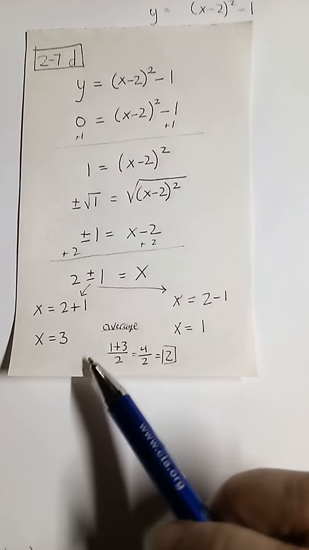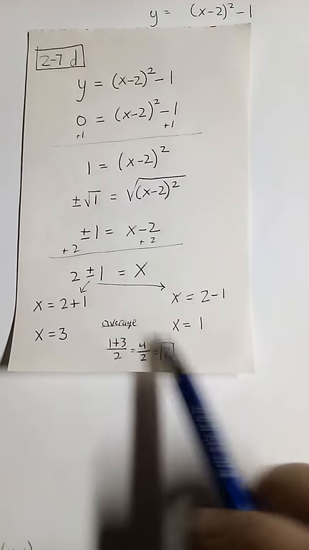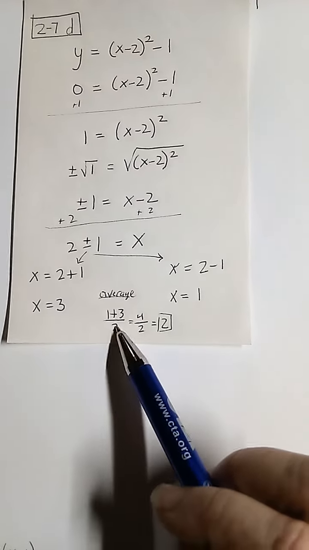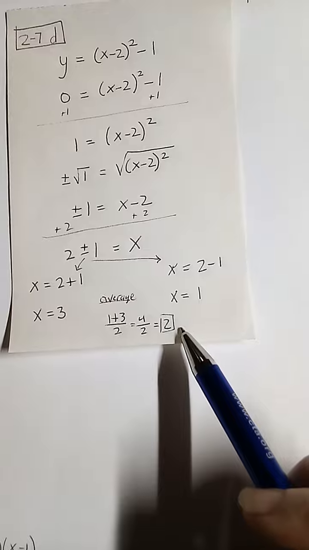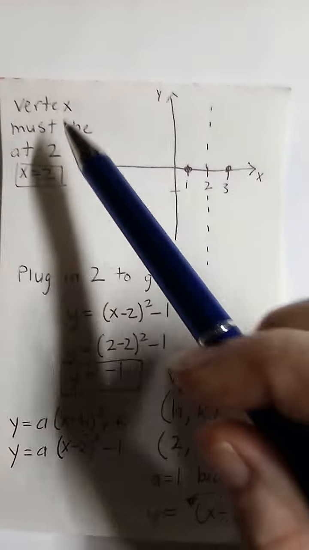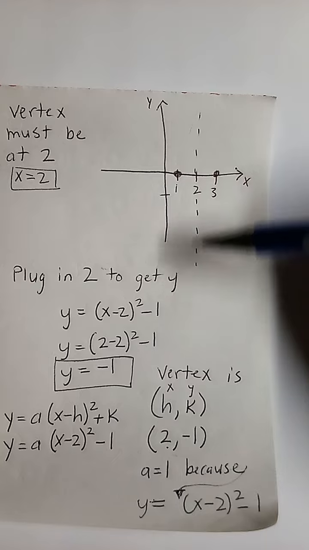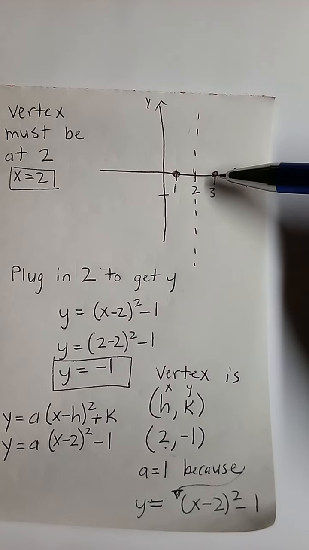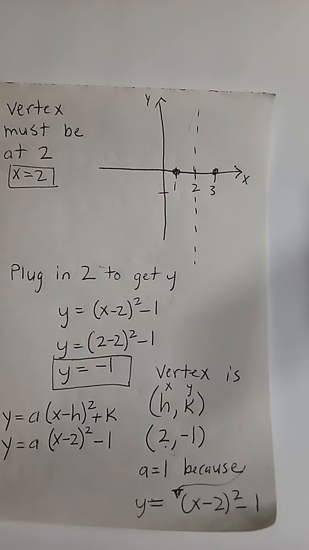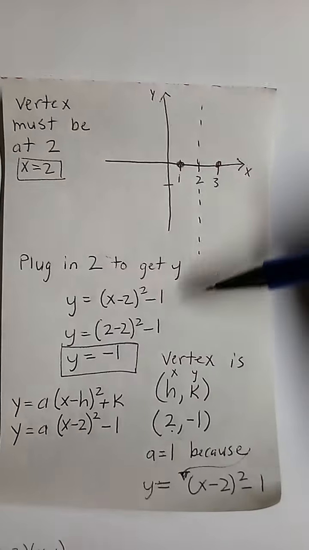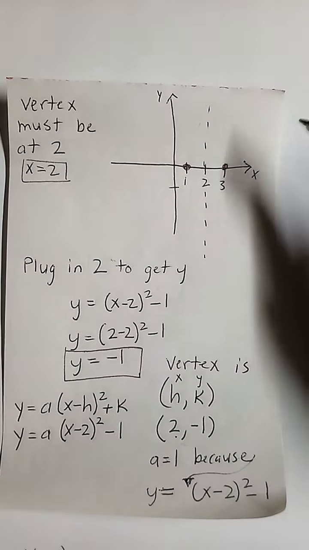x-intercepts. Then I averaged them by adding them together and dividing by however many of them there are. There's only 2, so I got 2. If you wonder why I would even bother averaging them, it's because we know that the line of symmetry is going to be in between the two intercepts. So I drew a picture to show you.